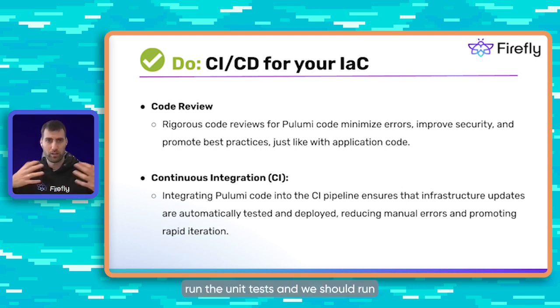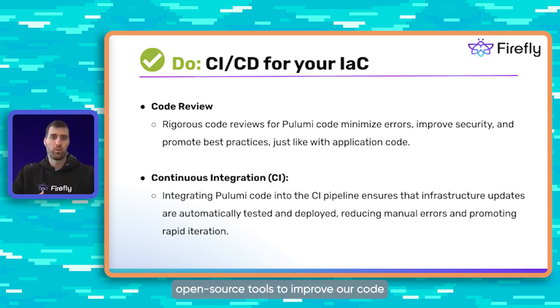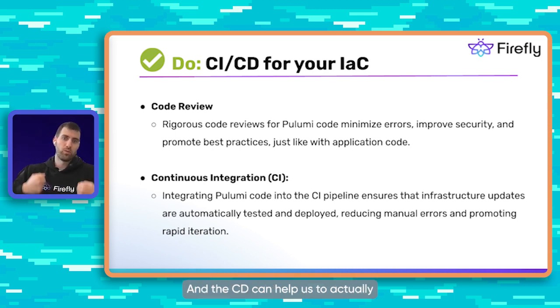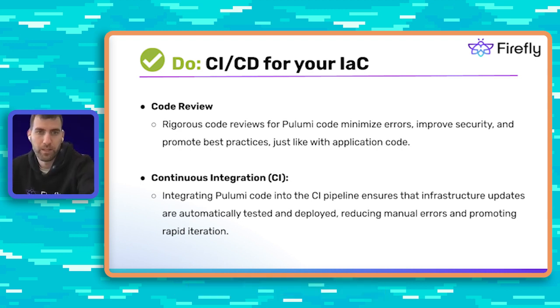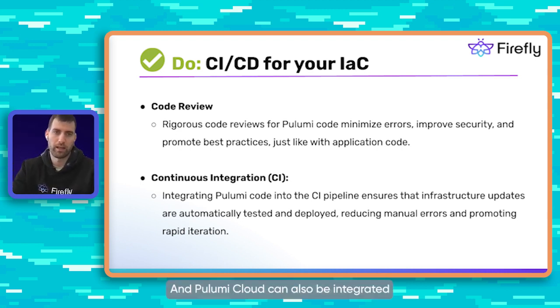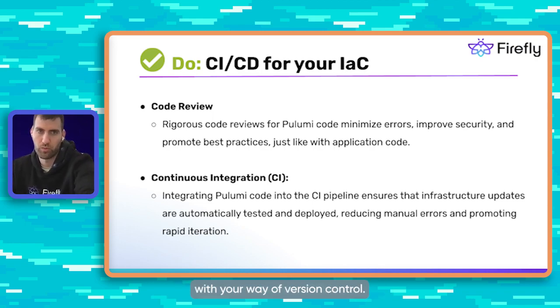During the CI, we should run the unit tests, and we should run open source tools like TFSec, Trivy, and InfraCost, and all of those kinds of open source tools to improve our code and to detect misconfiguration. And we can also run a linter for our code base. And the CD can help us to actually deploy the resources, and I personally recommend to use Pulumi Cloud. And Pulumi Cloud can also be integrated with your version control.